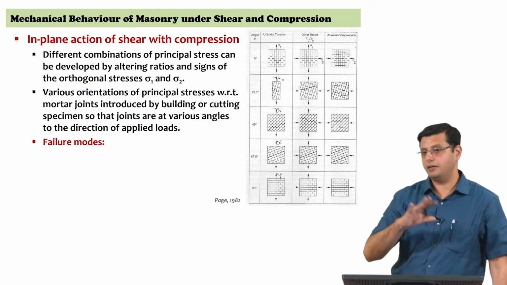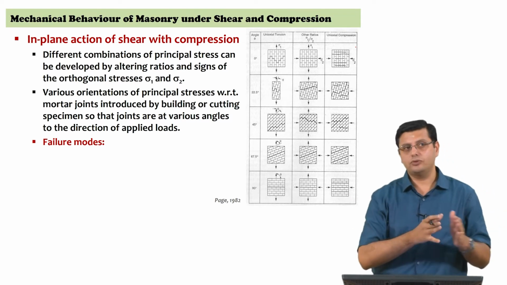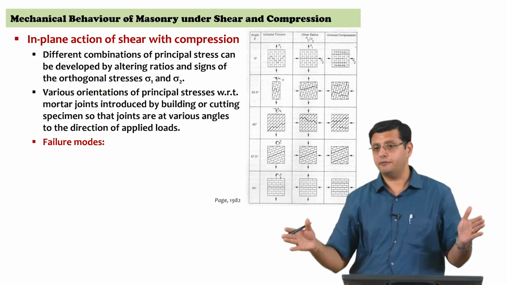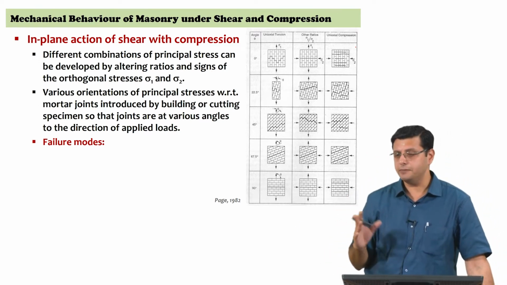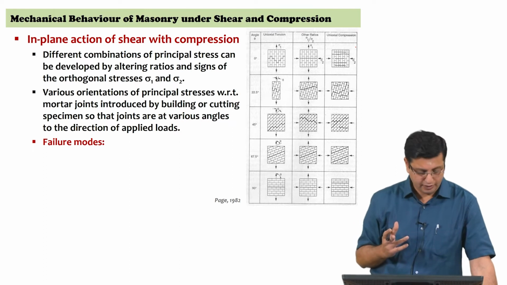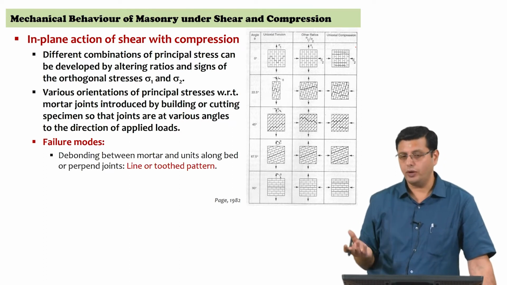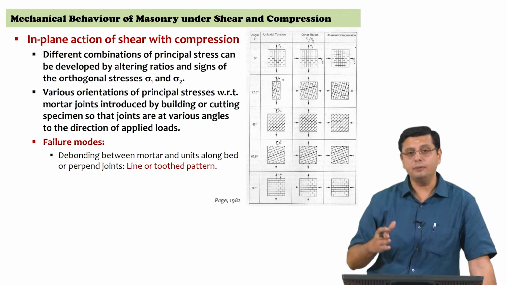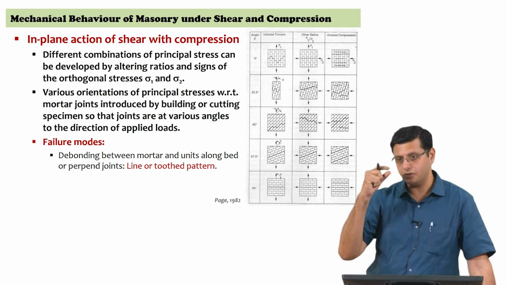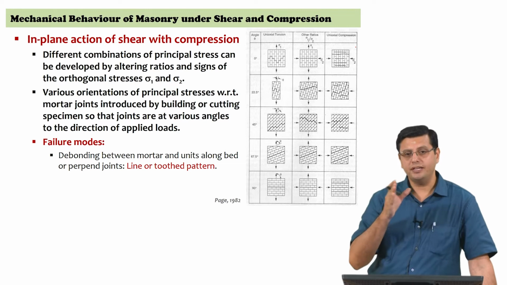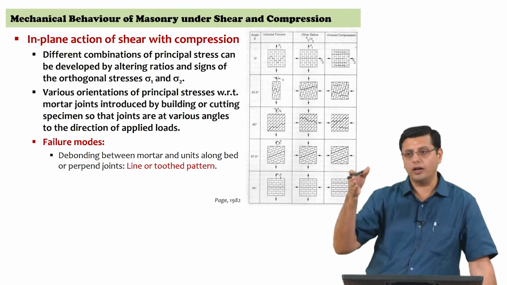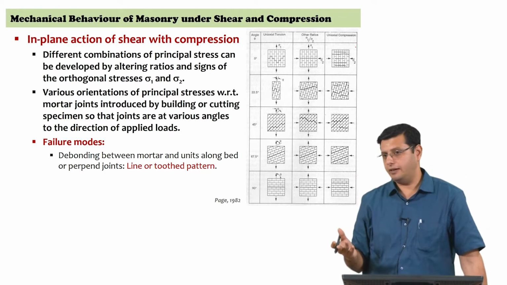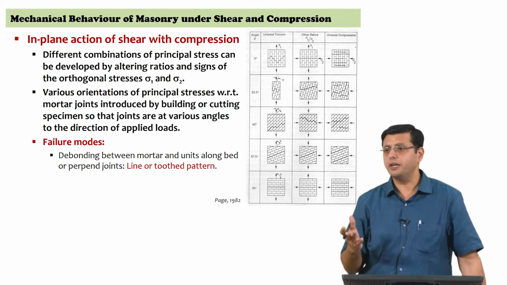It was observed largely, if you were to club the different failure mechanisms observed, two distinct failure mechanisms and one which is a combination of all these could be observed. You had one failure mechanism where you had debonding between the mortar and the units. So, the interface was giving away. You had debonding between the mortar and the units, either along the bed joints or along the perpend joints. So, we have been examining these two cases earlier as well as the line failure or the tooth failure.